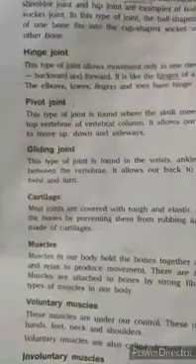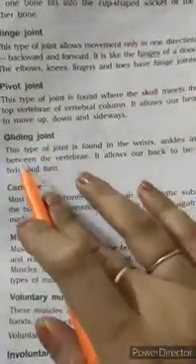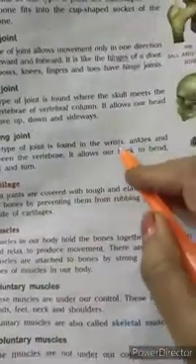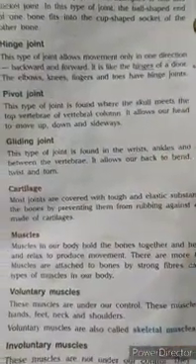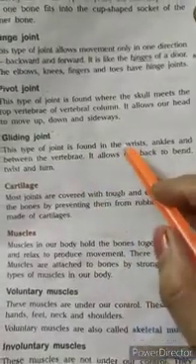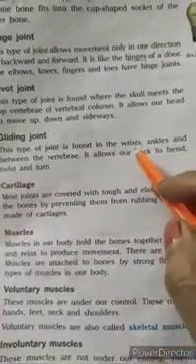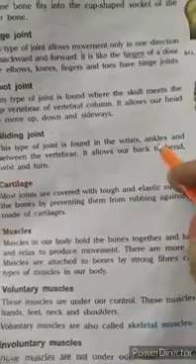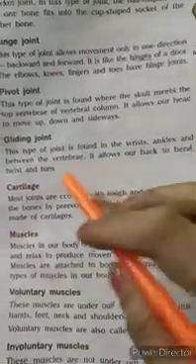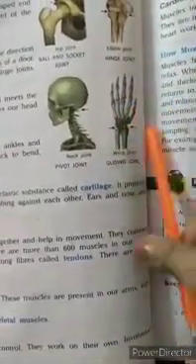Okay, now the fourth and the last joint. This type of joint is found in the wrist, ankles and between the vertebrae. Means we find the gliding joint in our wrist, in our ankles and between the vertebrae. It allows our back to bend, twist and turn. Like we can rotate our wrist like this. We can rotate our wrist because of the gliding joint.